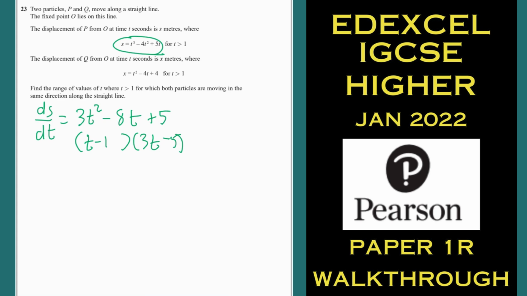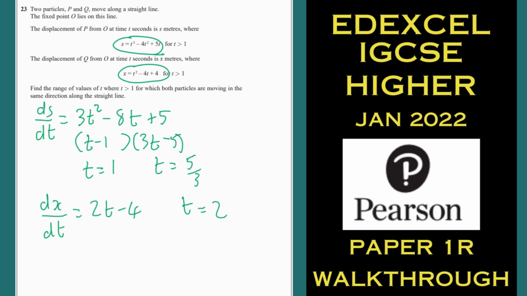As I've just said, I've already done this question before. So the critical values of t are 1 and 5/3. Now, before we worry about what that means, move on, differentiate this one, because x and s are interchangeable. They both mean displacement or position, whatever you want to call it. So differentiate again. This one works out a bit easier: 2t minus 4. So you get the critical value of t equals 2.